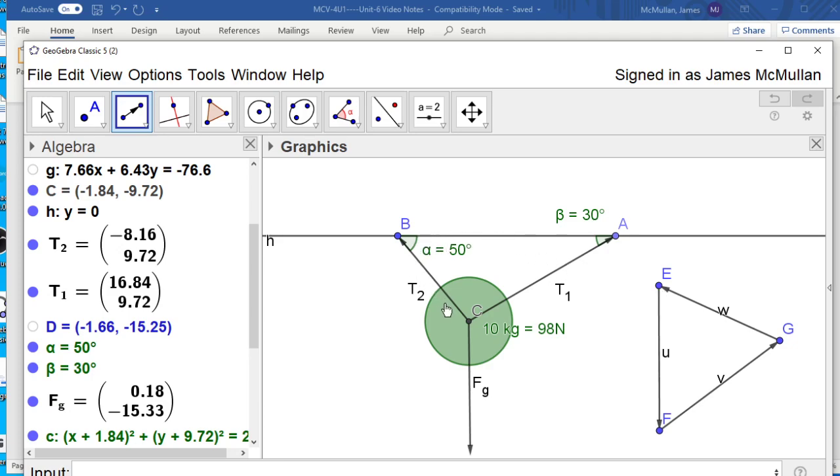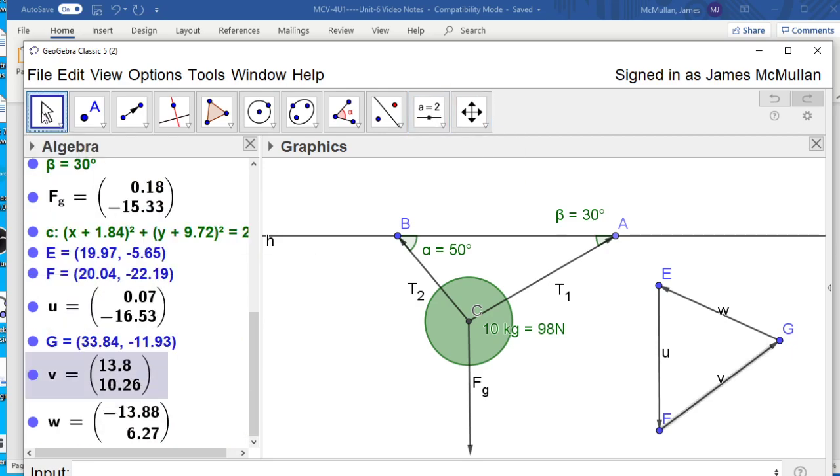A lot of people look at this and they try to solve this triangle on the top. Don't do that. That triangle on the top doesn't help you, because it doesn't have anything to do with the forces. What you want to be doing is drawing your force of gravity straight down, your T1 after your force of gravity, and your T2 after that. Once you've done that, now you have the triangle that you can actually solve.